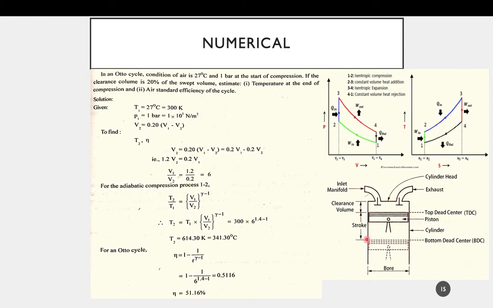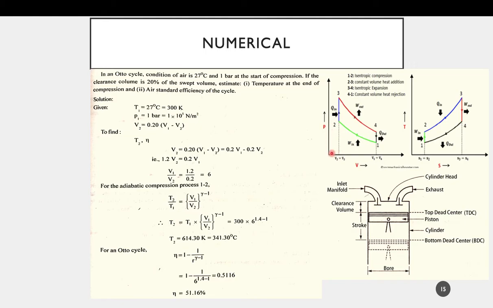For this vertical engine, the topmost portion up to which the piston moves is known as top dead center, and the bottommost portion is known as bottom dead center. Now, this can also be a horizontal engine. If it is a horizontal engine, then instead of top dead center, we will say inner dead center, and instead of bottom dead center, we will call it outer dead center. In this PV diagram, 1 is the outer dead center or the bottom dead center, and 2 represents the inner dead center or the top dead center.